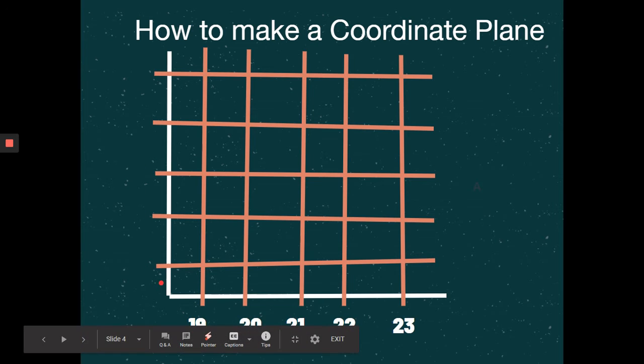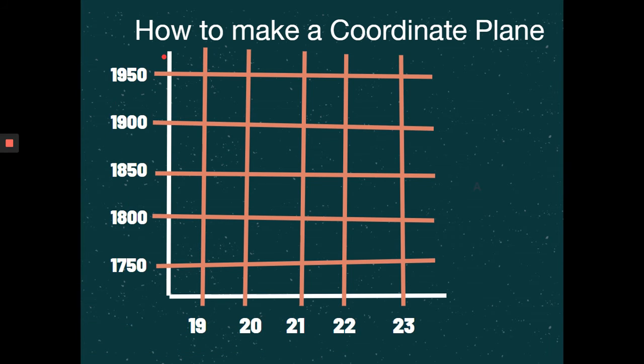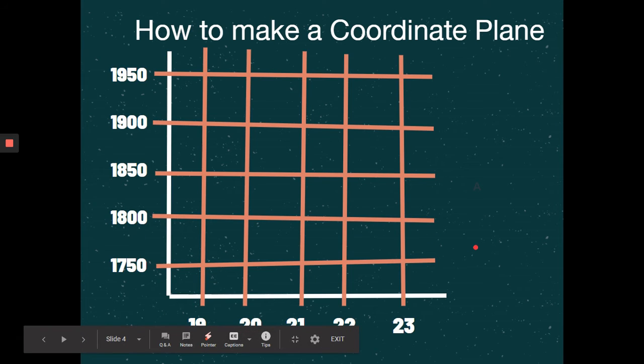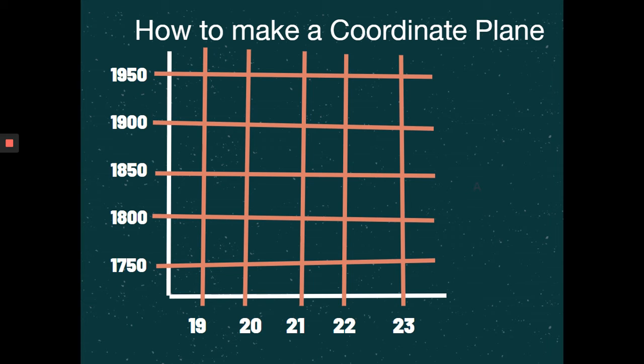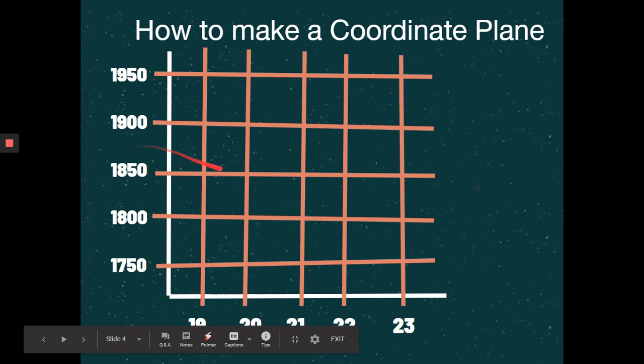So I think the first one was 1807, and I kind of went off of that. So I put 1750, I put 1800, 1850, 1900, 1950. Okay? That's just the way that I did it. You don't have to do it like I do, or maybe you do want to do how I do. I don't know. It's up to you, truly. But that's kind of where it is.